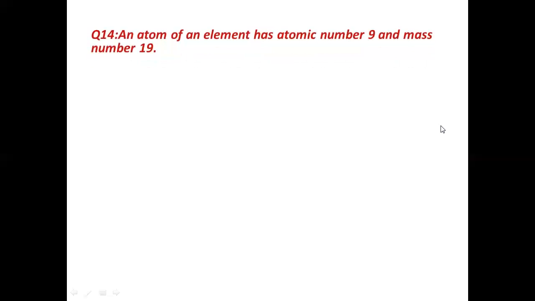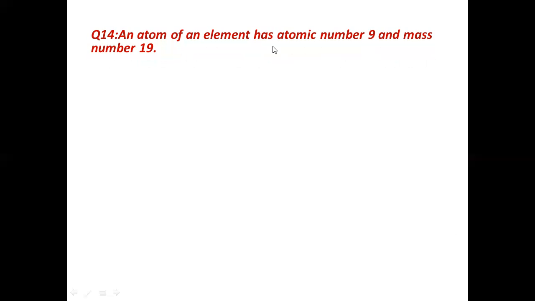Question number 14. An atom of an element has atomic number 9 and mass number 19. Dear student, maybe the question numbers will be different because in old and new books the numbers are different, but the question will be the same. So try to see the questions carefully.